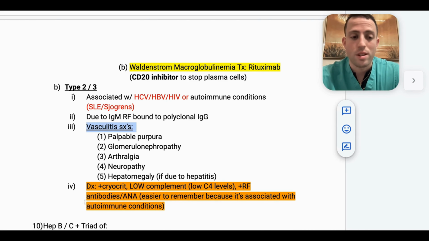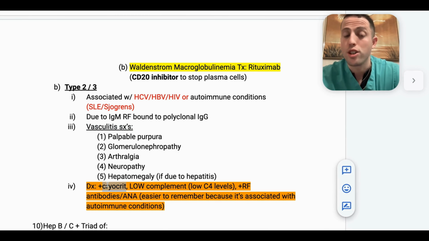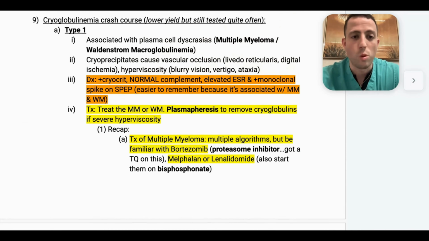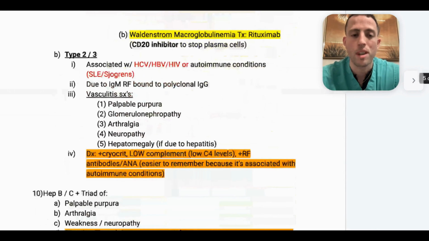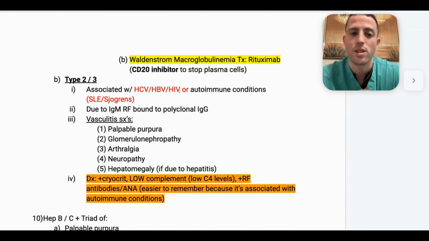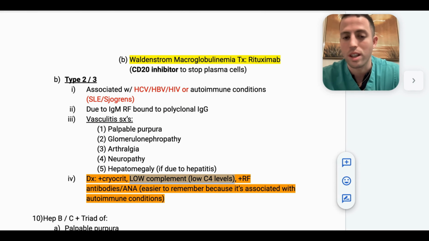To diagnose them, they'll of course have a positive cryocrit, just like type 1 cryoglobulinemia. They'll have low complement, such as low C4 levels. This is different than type 1 cryoglobulinemia. Let's scroll up. So type 1, remember, they have normal complement. So if you see somebody with multiple myeloma or Waldenstrom's, they're going to have normal complement even if they have cryoglobulinemia. On the other hand, if you see a hepatitis or an HIV that has a positive cryoglobulinemia, these patients will have low complement. So keep that in mind.